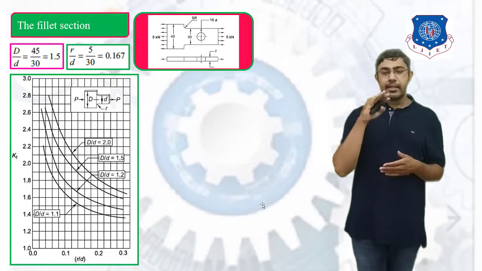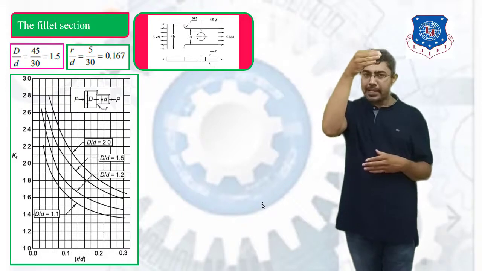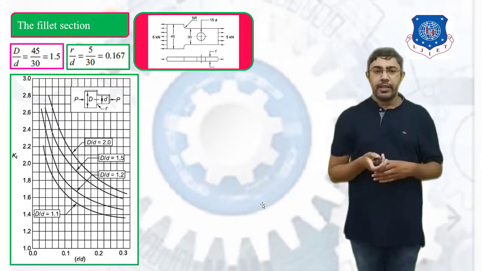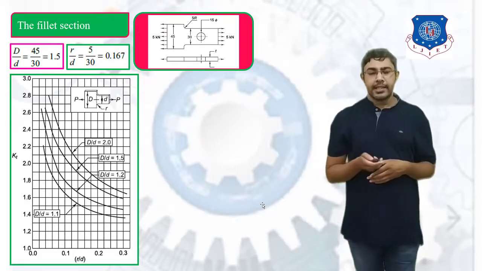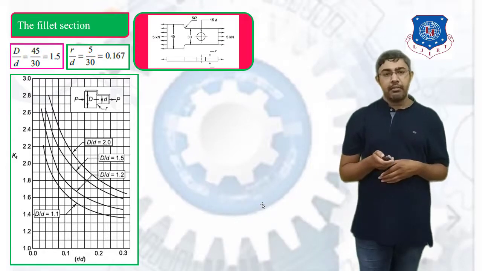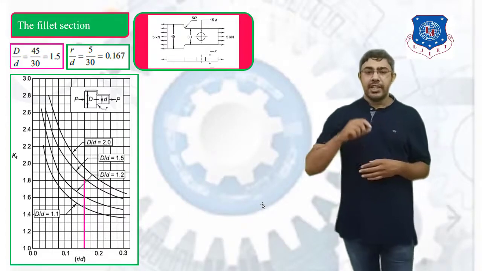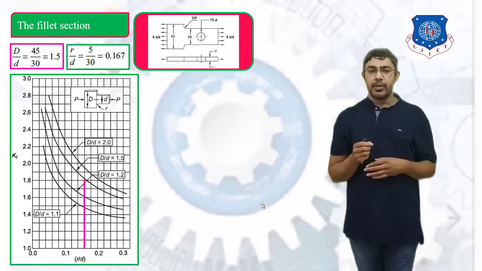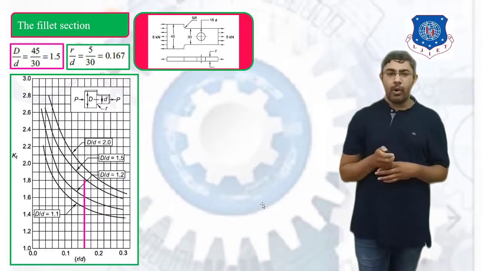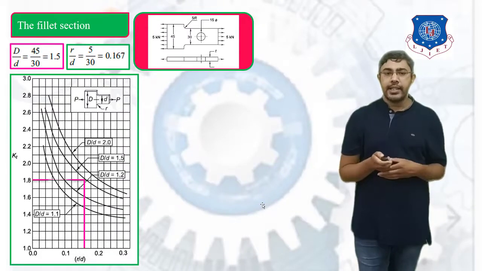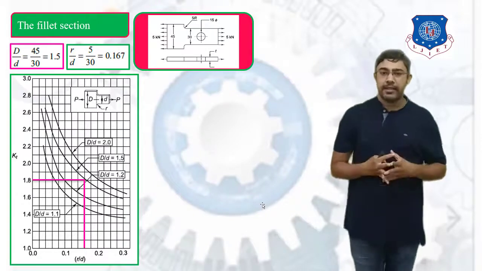So in our case, the capital D by small d ratio is 1.5, and our value of small r by d ratio is 0.167. From r by d equal to 0.167, we draw the vertical line which intersects the D by d equal to 1.5 curve, and from this intersection point we draw the horizontal line to calculate the stress concentration factor at the fillet section.